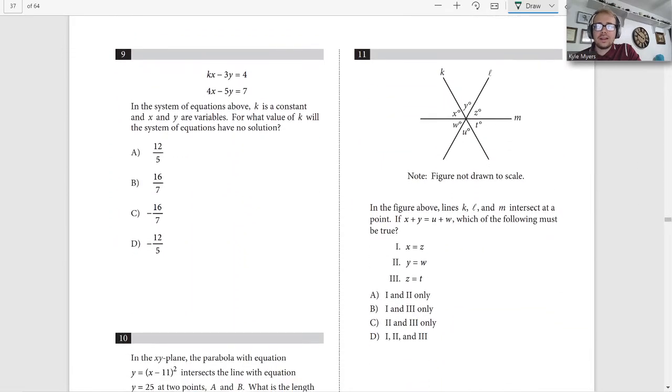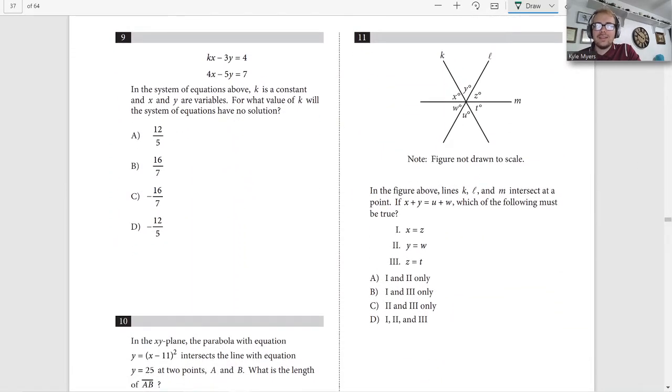All right, I'm going to try to go in order now. Try to do number 9 and then 10 before I do 11. In the system, k is a constant. The system has no solution. Okay, so for what value will it have no solution? Meaning the slopes are the same. Slopes are equal. So I just need to find out what the slope is of each equation and then set them equal. And then there we go.